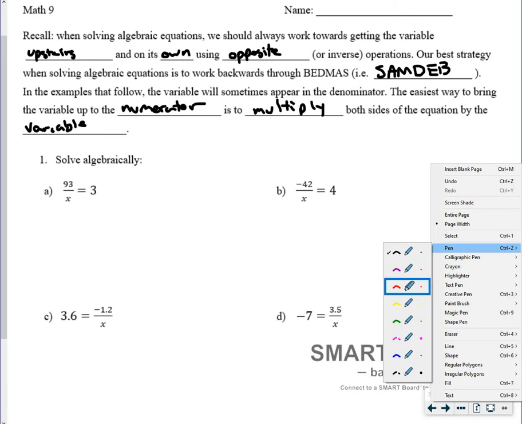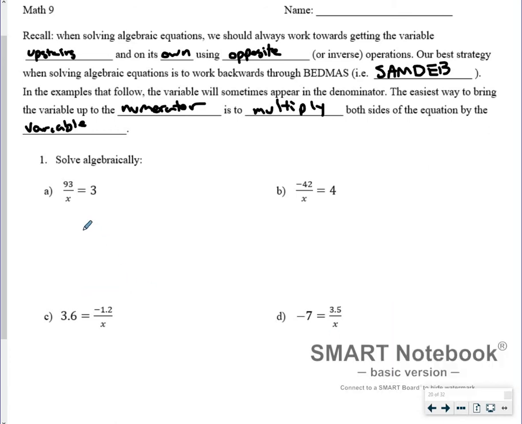Starting with number 1: 93 divided by x equals 3. So in other words, 93 divided by something equals 3. You could probably do that with inspection. You might do 31. 31 divided by something. So let's check. The other way we can do it is multiply both sides by the variable, because it's currently in the denominator. We need to bring it upstairs and get it on its own. So on the left, x divided by itself is just 1, and what remains on the left is 93. And on the right, we have 3x.